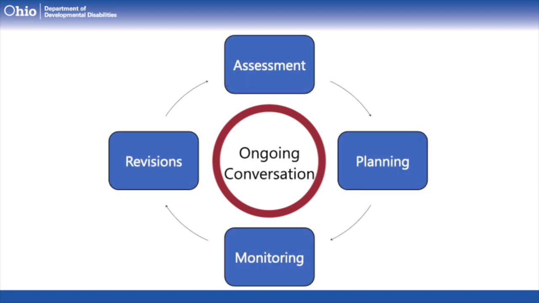So, as you can see, we have come full circle. The Ohio ISP is a loop that begins and ends with ongoing conversation. It gives the team a way to assess, plan, and monitor or check in on how it is going, and to revise when things need change, not just one time a year.